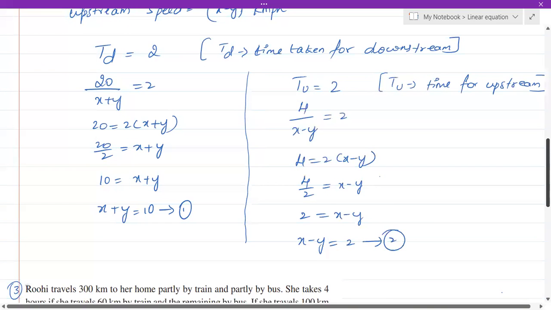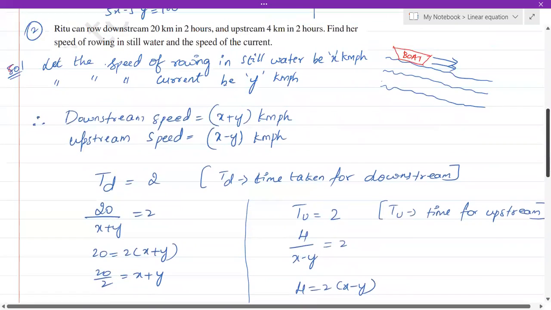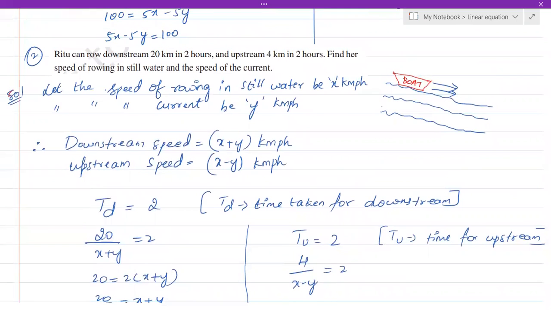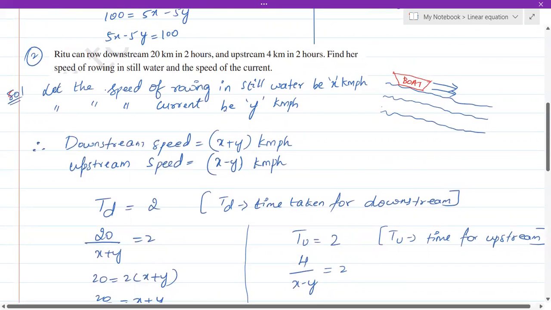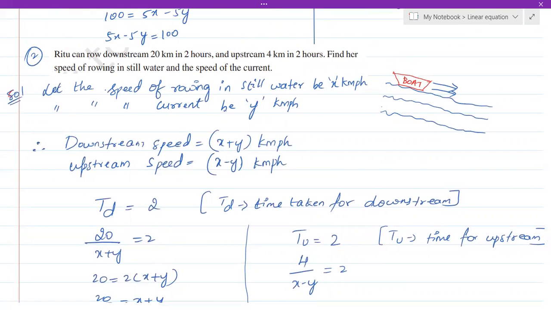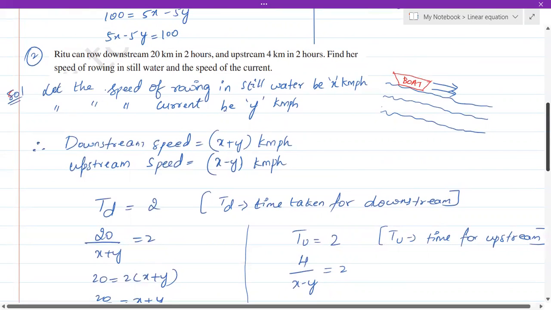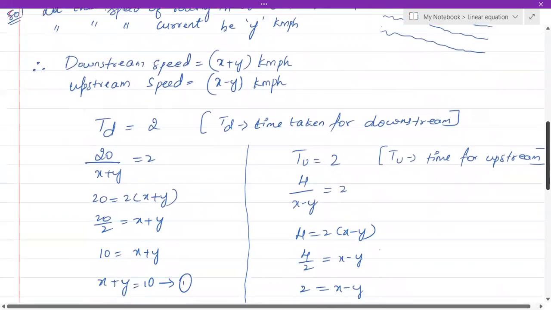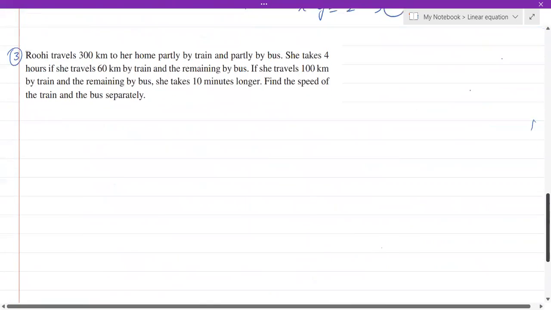So remember, in all the boat problems, this is how we take. We take the speed of the boat to be x, and the speed of the current to be y. Now, if you combine them in the downstream, it will add up, x plus y. In the upstream, it will be x minus y. And we are going to use the time relation. Okay, so let's get into the next question.